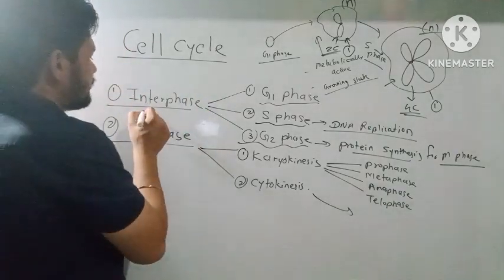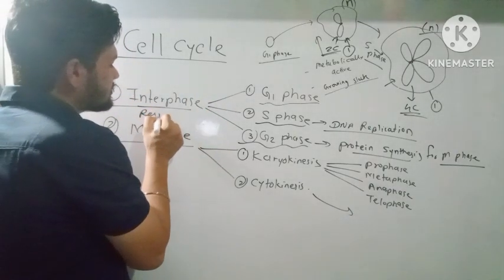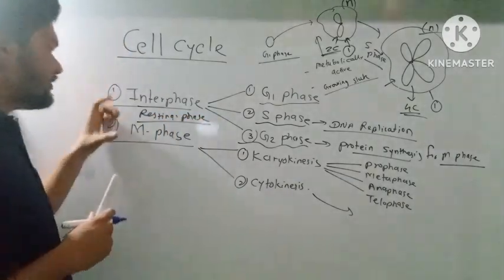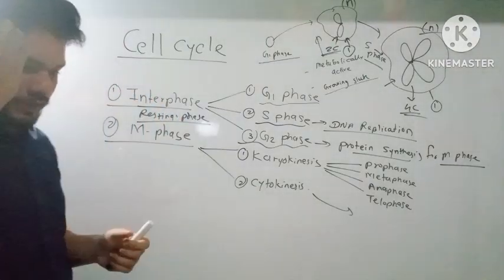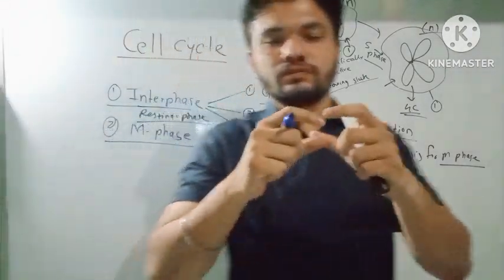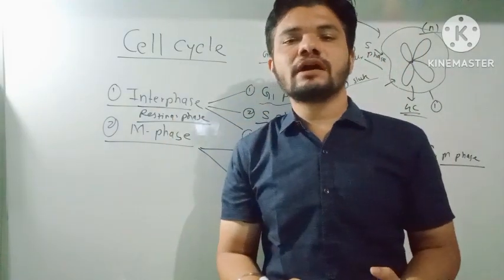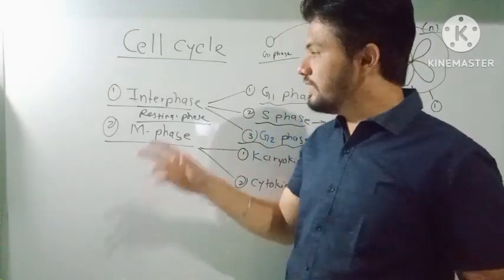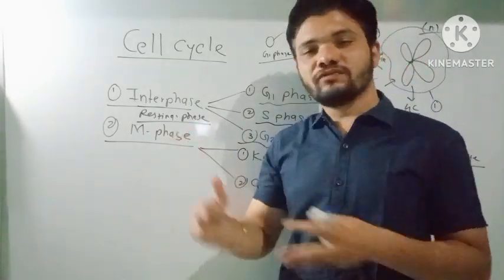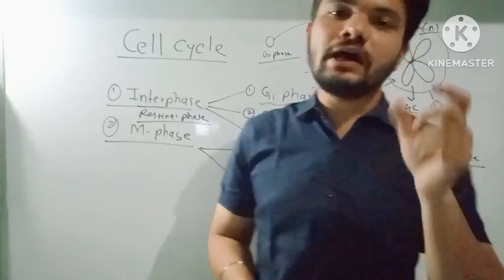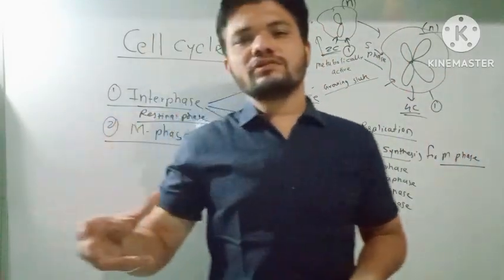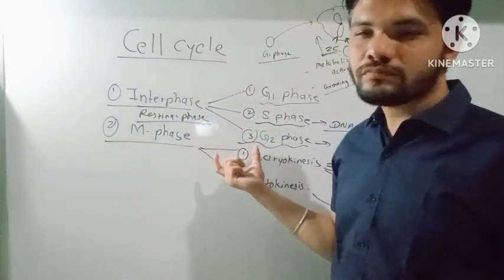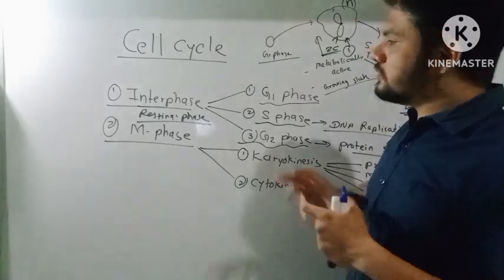We also call interphase the resting phase. The cell spends the majority of its time in this phase, interphase. If a cell has a lifespan of 24 hours, then the cell will spend 23 hours in the interphase. 90%, 95% of the time the cell will be in the interphase. In the last 1 hour, the cell will divide, which is the M phase. So this was about the interphase.